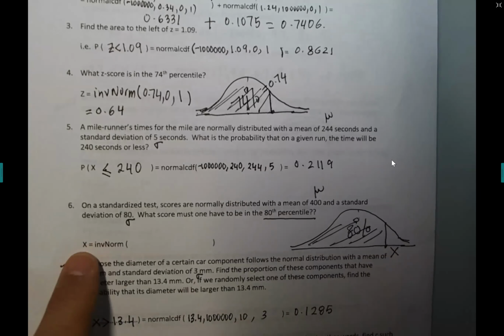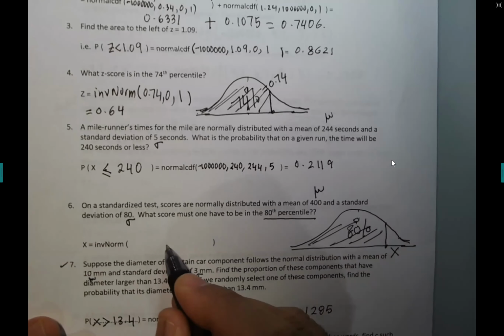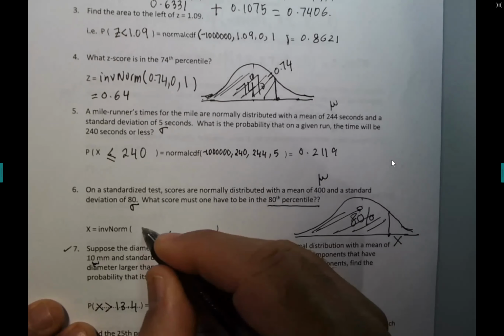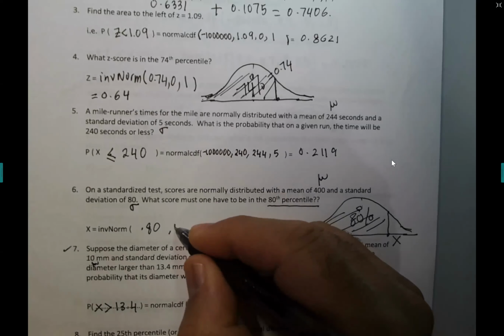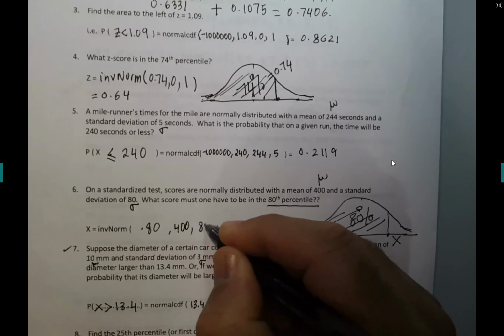Can you guys help me input here the values? It's an inverse norm. What would be the first number that I put there? 0.80. And now what's next? Now it's X, it's not Z. He doesn't want Z. He wants the X value, the raw value. He gave me the mean and the standard deviation. 400, and then what? 80.